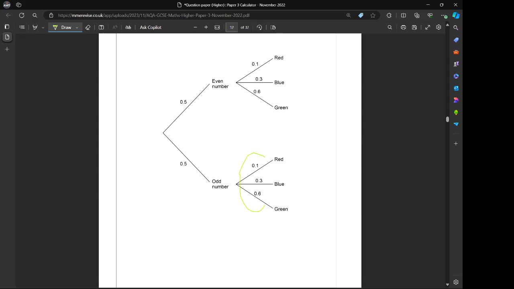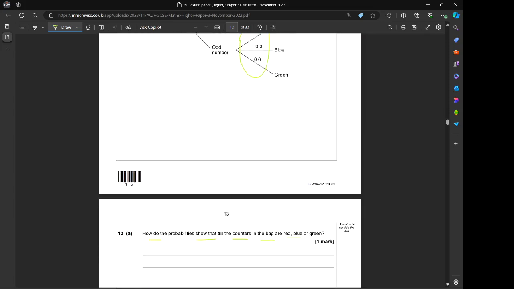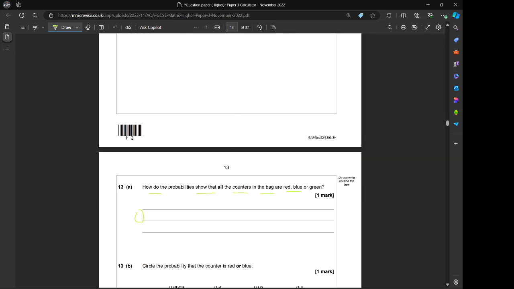Okay, remember, the key to remember, guys, is that the branches have to add up to make 1. Probability always adds to make 1. 0.1 plus 0.3 plus 0.6 is equal to 1. Remember, this is the key. Probability must always add to make 1, guys. And if it doesn't, then there is a mistake on the tree diagram.